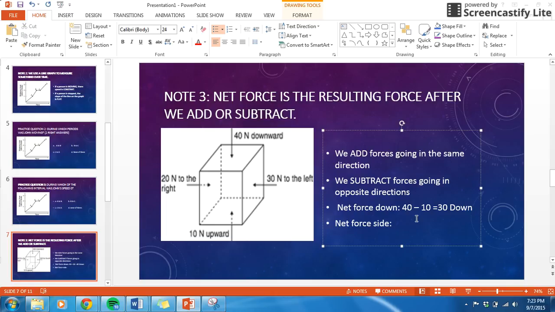Now let's take a look at the net force side to side. I know that I have 30 newtons going to the left, so I'm going to be doing 30 because it's bigger, minus the 20 newtons going to the right. So 30 minus 20 is going to be 10, and I know it's 10 newtons going to the left because it's the bigger force. So 10 newtons going to the left.